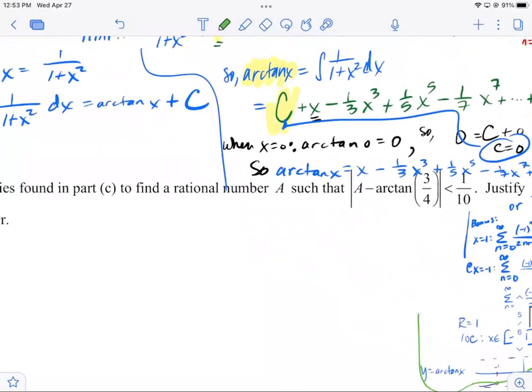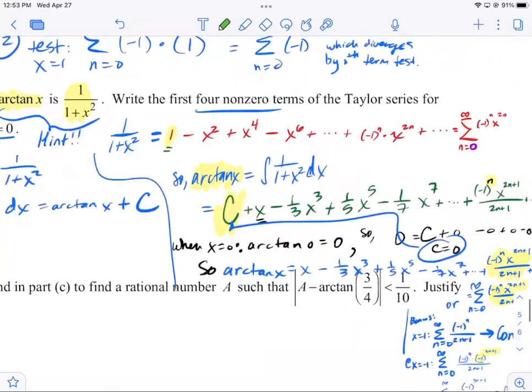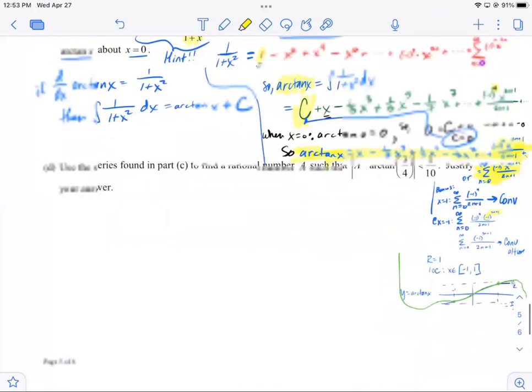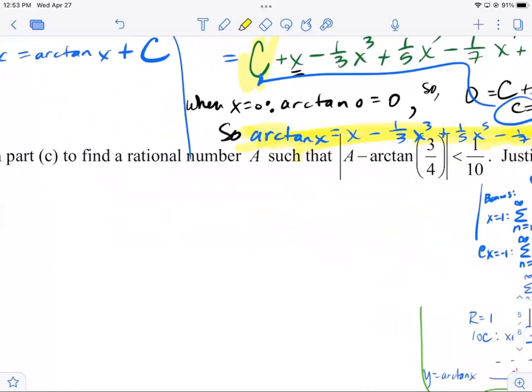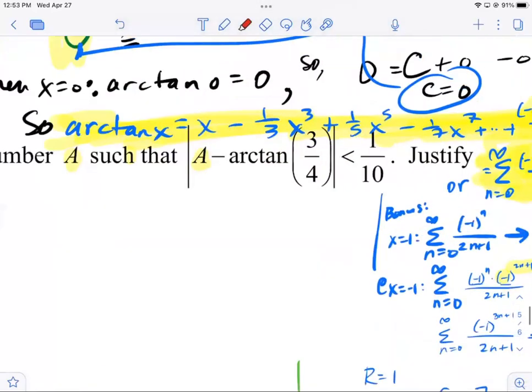Okay, and then the last thing right here, look at this. Use the series found in part C. Oh, I remember that series, right? Where is it? It's right here. There's so much stuff happening. There's the series right there. I still remember it. To find a rational number A such that the absolute value of A minus arctangent of 3/4 is less than 1/10. What the heck does that mean?